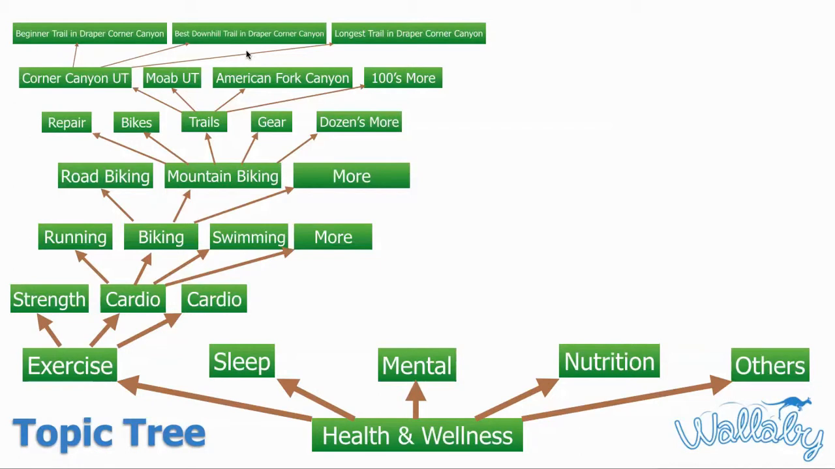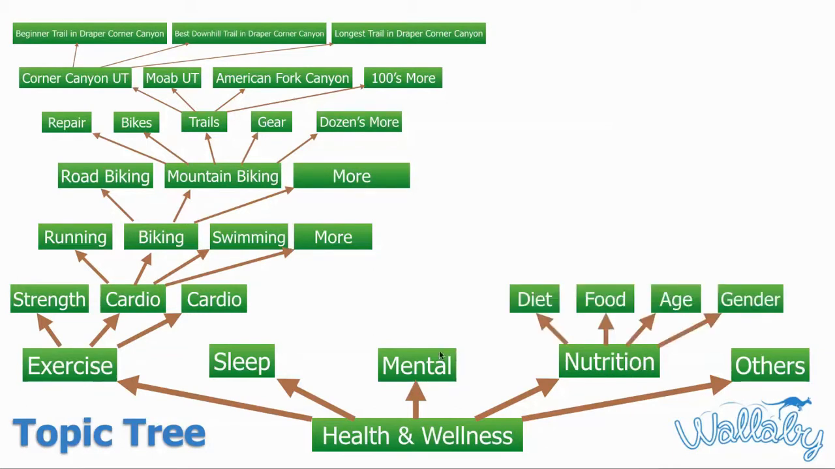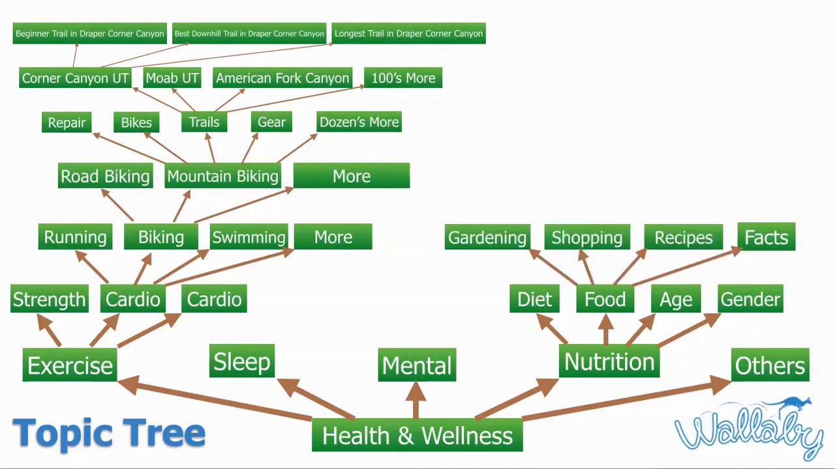And here's one example. I want to give you a complete second example. So let's say we want to focus on the subtopic of nutrition. There's going to be a lot of subcategories in there, whether we talk about the diet, different foods. We can base nutrition on age or gender. So let's just pick the broad category of food. We could talk about shopping for food, or gardening, or recipes, or food facts.